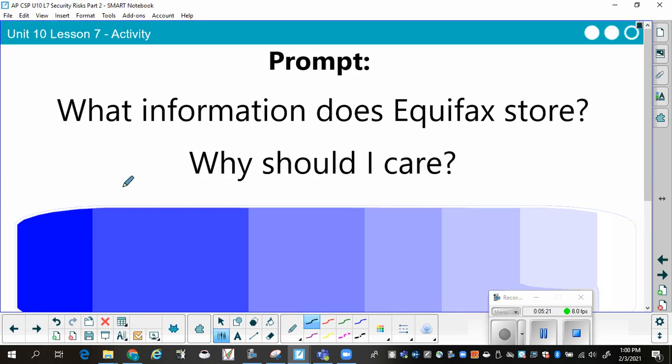Now, once you've listened to that, you should be able to say, what information does Equifax store? And why should you care? Why should I care? Who cares what they store? Who cares what they do? You should.